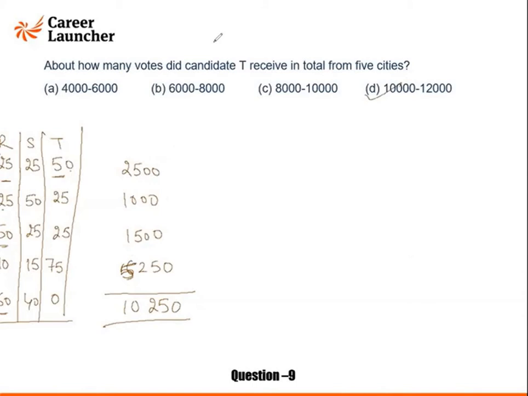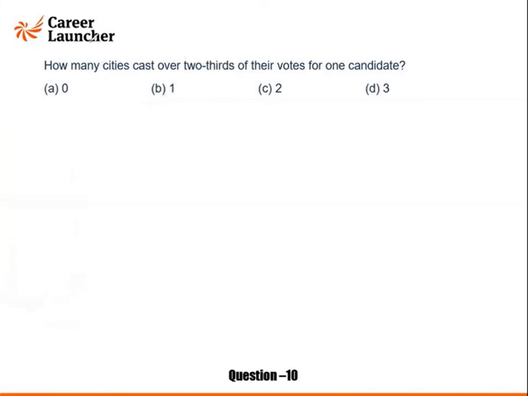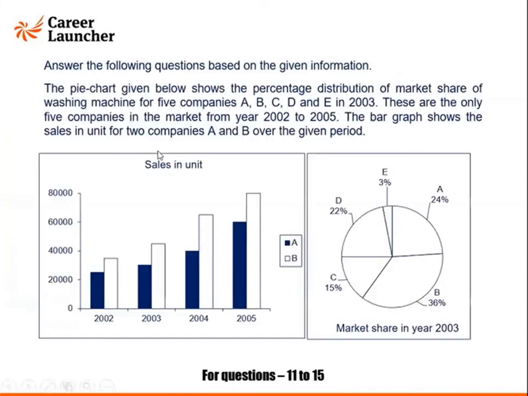Now question number 10. It says, how many cities cast over 2/3 of the votes for one candidate? When we are saying 2/3 in percentage, it's 66.66%. So there is only one city which has casted their vote for one candidate, which is more than 66.66, that is 75% in T's case. And that'll be your answer, so it will be B. Right? Okay, so with this part, this question set is over. Now let's move ahead with the next question and next set.